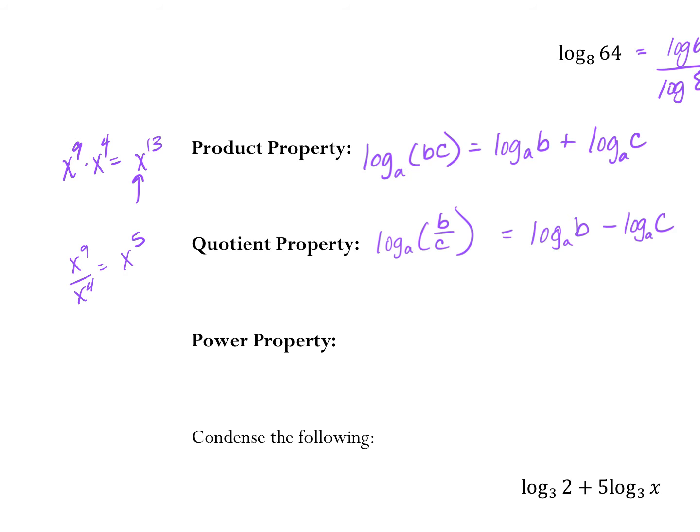And then the last one, x to the 9th squared, if I'm raising an exponent to an exponent's power, I multiply, yeah? Likewise, if I have log base a of b to the c power, I can write that as c times log base a of b.